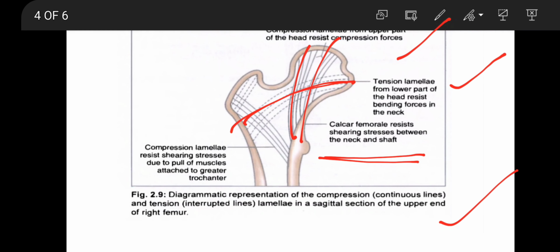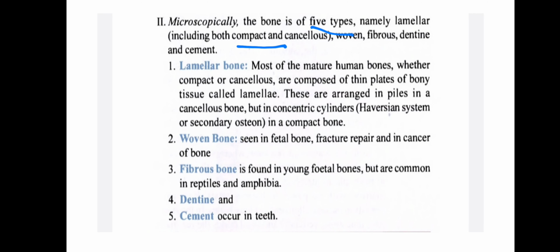Next classification is microscopically. Microscopically, bone is of five types, namely lamellar, including both compact and cancellous, woven, fibrous, dentine and cement. Lamellar bone includes both compact and cancellous bones. Now first comes the lamellar bone.